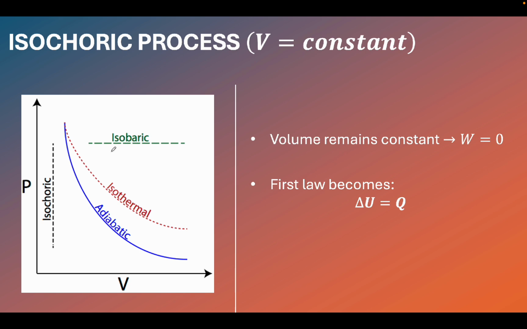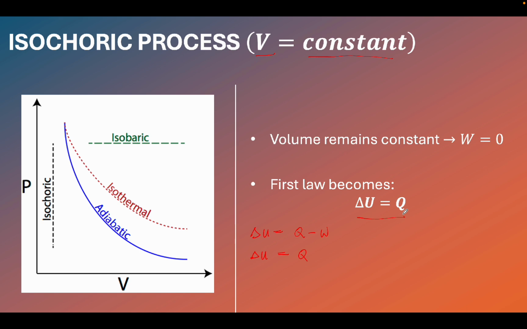And then, let's go to the fourth one, the isochoric process. If isobaric is constant pressure, isochoric is constant volume. The volume remains constant, so therefore, no work is done, or the work is zero. From the original formula of the first law, delta U is equal to Q minus work. Since work is 0, delta U is just equal to Q. Or, all the heat added to the system will increase the internal energy and also the temperature of the system.